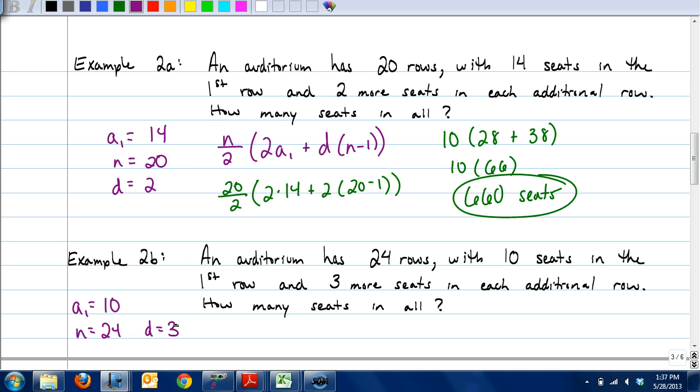So when you set up your equation, you should have set it up like this, where it would be 24 divided by 2 times, and then in parentheses, 2 times your first term, which is 10, or 20. 2 times 10 would be 20, plus your constant difference, which is 3, times n minus 1, which would be 9. So when you work all this out, you should have ended up getting 1,068 as your answer. So there's 1,068 seats in the auditorium.